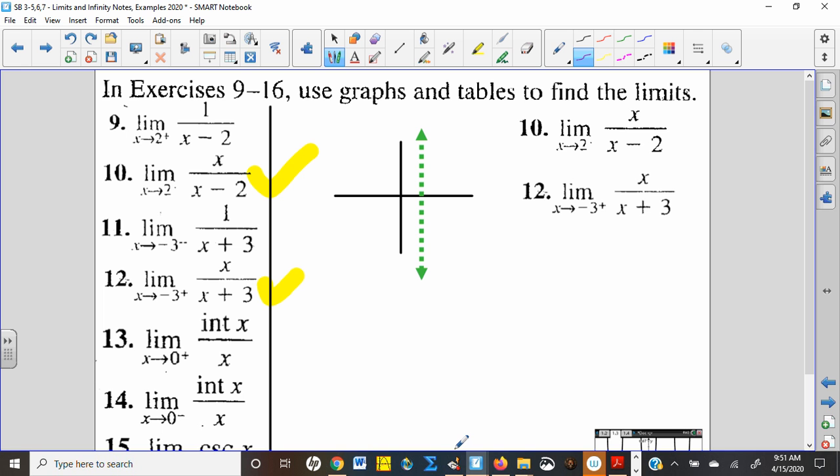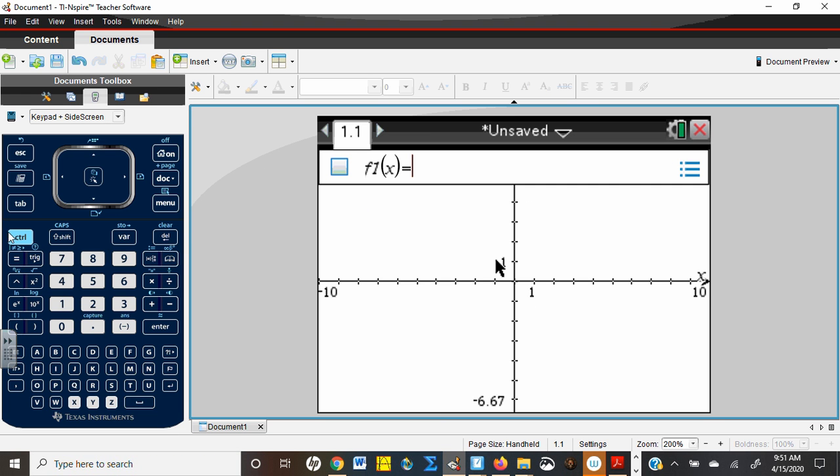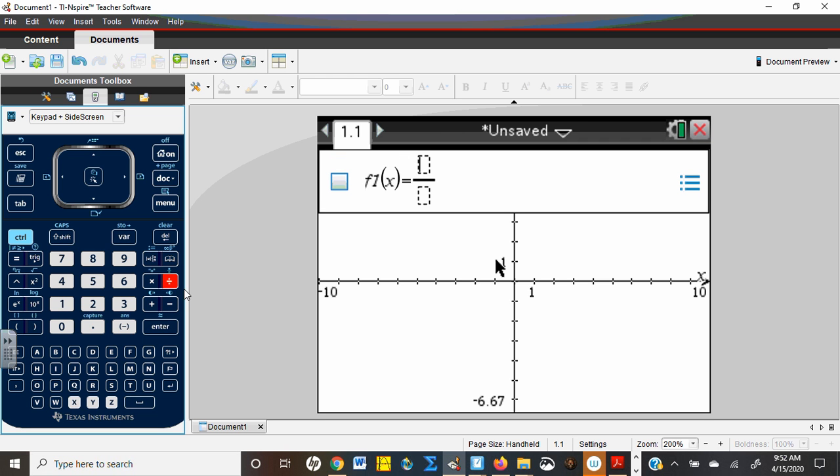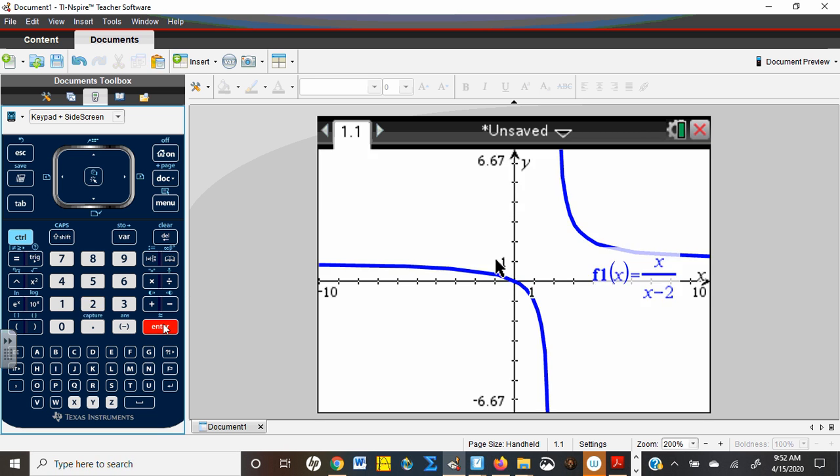Honestly, X over X minus 2. Let's do that one really quick. X divided by x minus 2. And take a look at that graph. And so it does look like it's still going up as I approach it from the right and down as I approach it from the left, okay?